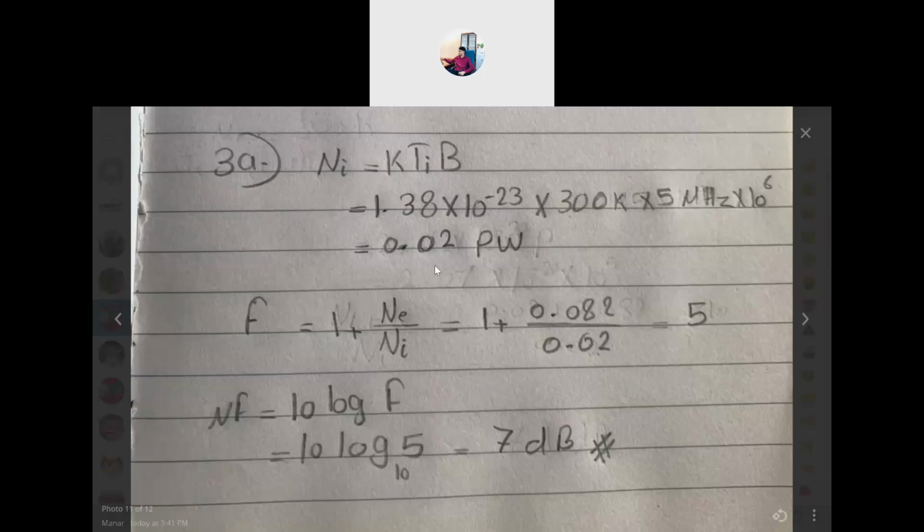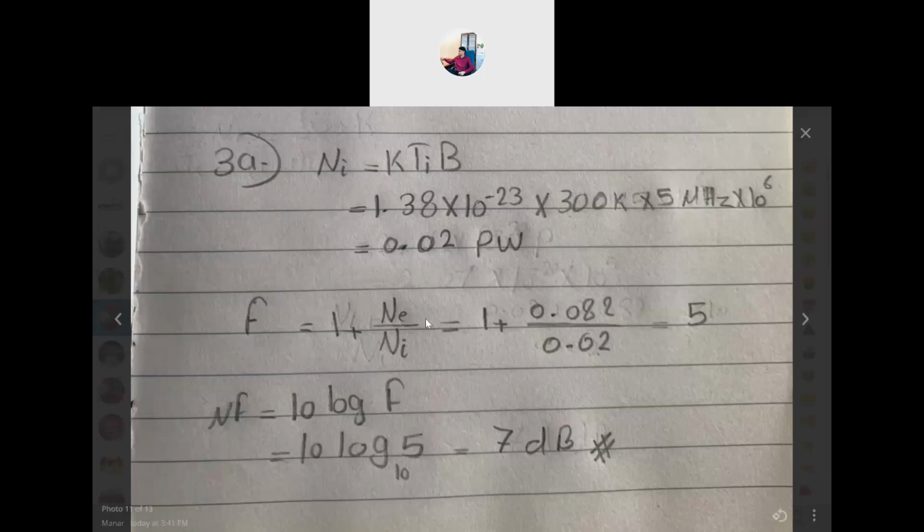And after that you need to calculate. Mic problem. Later I will go to you. Okay. And then we have the F, which is the noise factor.